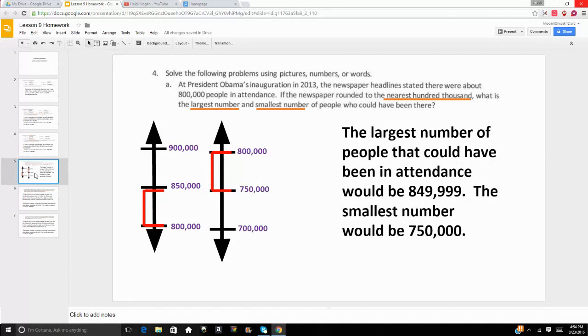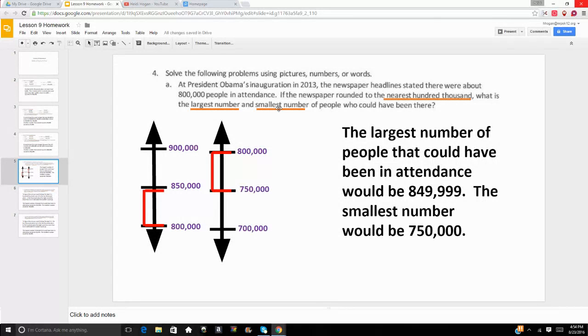The newspaper headline stated there were about 800,000 people in attendance. If the newspaper rounded to the nearest 100,000, which it looks like they did, because it's to the 100,000s and the rest of the digits are zeros, what is the largest number of people that could be there? And what is the smallest number of people who could have been there?